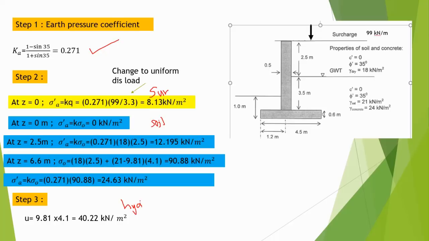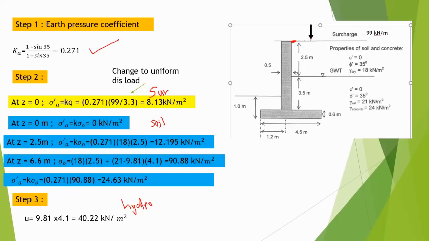Yang ada water. So, kita mula cari Z dari surcharge. Z dekat level Z kosong, dekat atas ni kosong. Ada apa-apa tak? Ada surcharge tak? Kalau ada surcharge, barulah ada stress, dia punya effective stress. So, effective stress equal to KQ. K adalah punya coefficient, 0.275, darab dengan Q. Q ialah surcharge. Tapi surcharge ialah point, macam point surcharge.